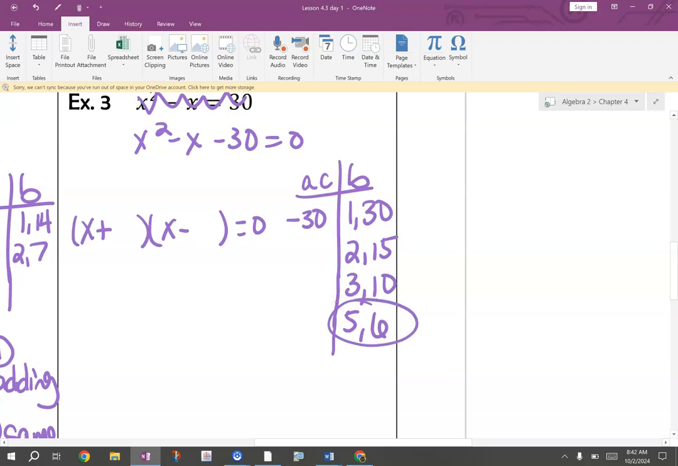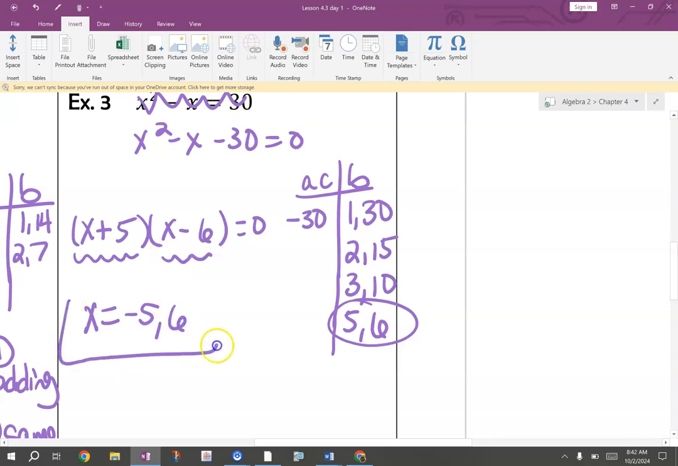Remember, you're looking at B to tell you what goes where. Okay? We need a -1. So are we going to do 6 minus 5 or 5 minus 6? 5 minus 6. So 5 goes first. Then your 6. Perfect. So X equals, what is that solution? -5. What is this solution? +6. Perfect.